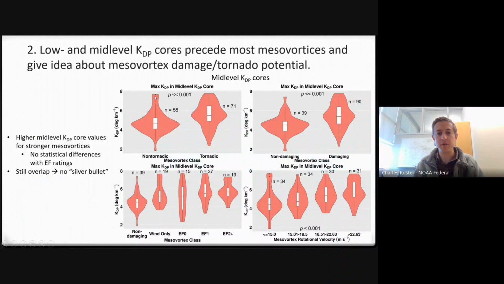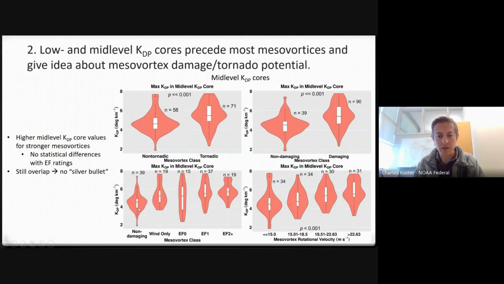So basically what we can see from this is looking at mid-level KDP cores. When we split them out by the strength or impacts of the mesovortex, if you will, the KDP cores tend to be stronger when you have more impact. So upper left here, we're looking at tornadic versus non-tornadic mesovortices. You can see that in general, there are higher values of KDP for those tornadic mesovortices versus those non-tornadic mesovortices. Same thing for damaging mesovortices. So either a wind damage report or a tornado report versus non-damaging mesovortices, which means no storm report whatsoever.